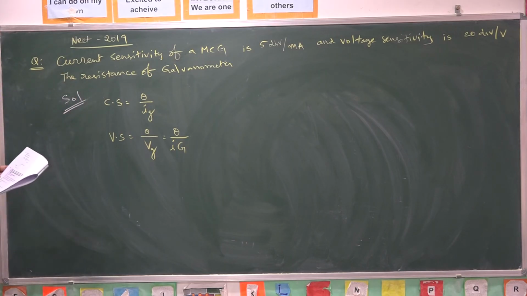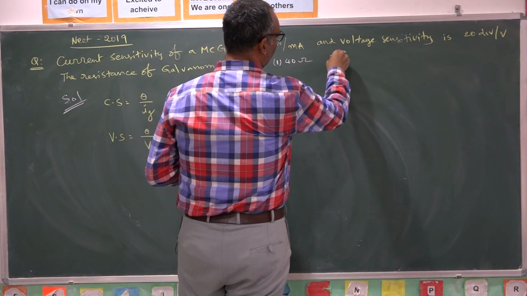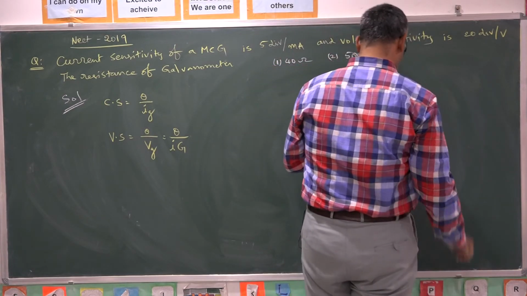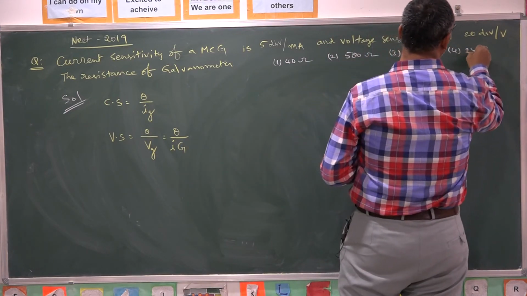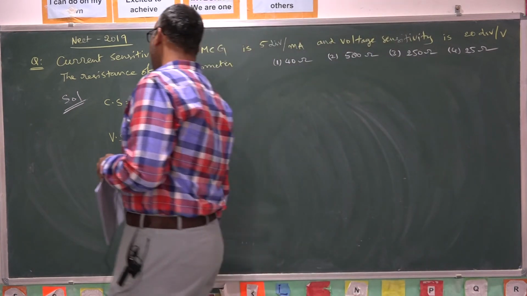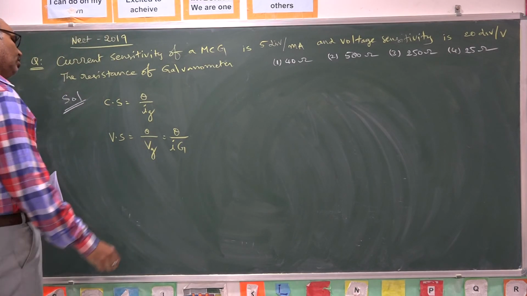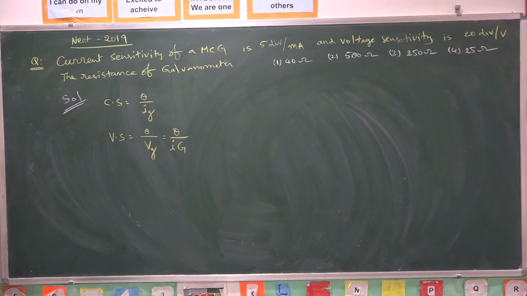Okay. They gave some options. Option 1 40 ohms. Option 2 500 ohms. Option 3 250 ohms. Option 4 25 ohms, like that they gave some options. Current sensitivity means deflection produced by sending unit current through the galvanometer. Voltage sensitivity means deflection produced by applying unit potential difference across the galvanometer. Voltage across the galvanometer is equal to current passing through the galvanometer into resistance of the galvanometer. These are the formulae known to us.